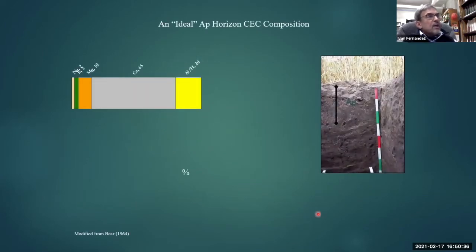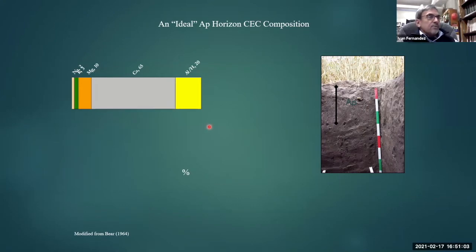I'm going to show you 2 examples of the typical composition of the cations on the surfaces of a soil, the occupation of the cation exchange capacity. If we sent it to the lab and they measured it and they said, well, you have this much exchangeable A, B, and C.